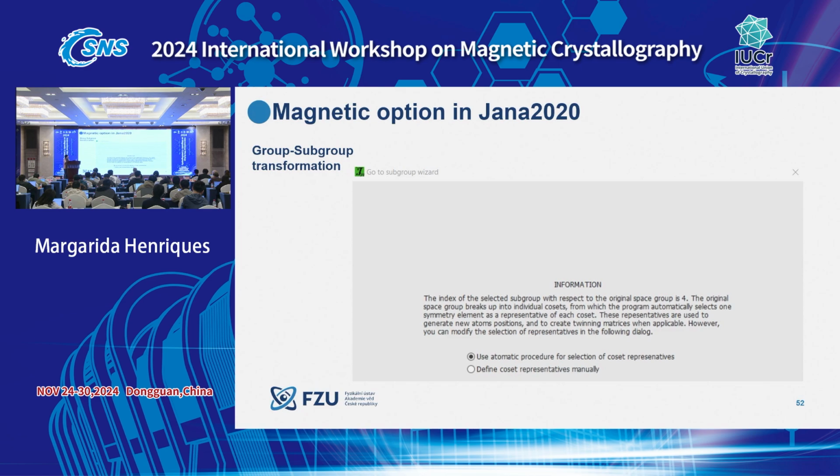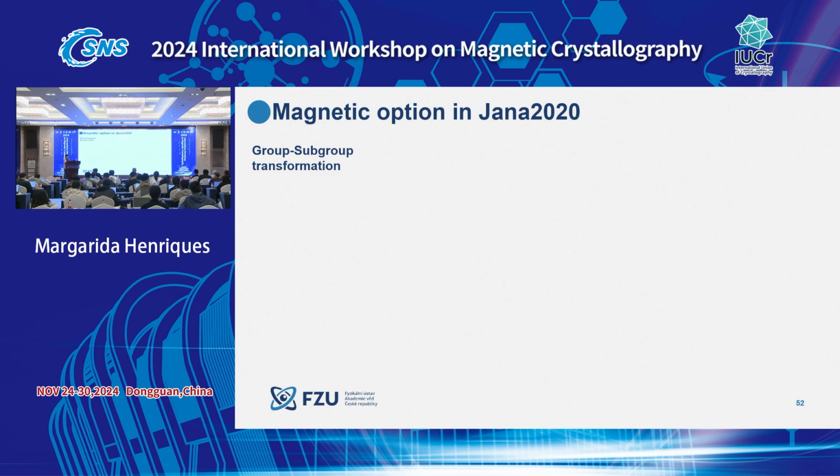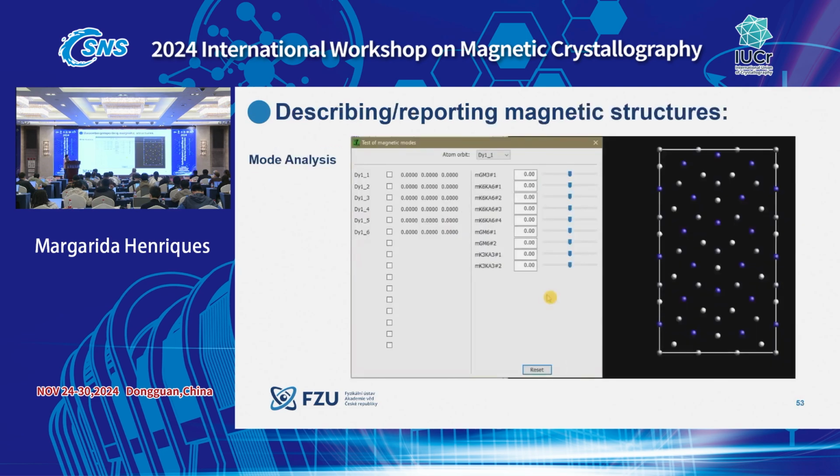Then Jana will tell you that you can choose the coset representatives that lectures told you before about. So you can choose it yourself, or so the composition, or you can let Jana do it for you. And then that's it. You just have a new subgroup. Jana will ask you if you want to work in this subgroup or not. And this is all the procedure also for the magnetic moments.